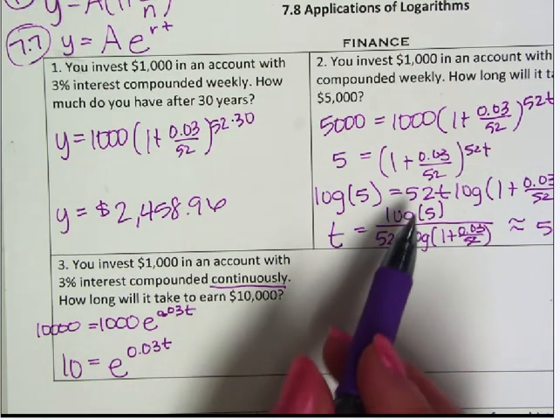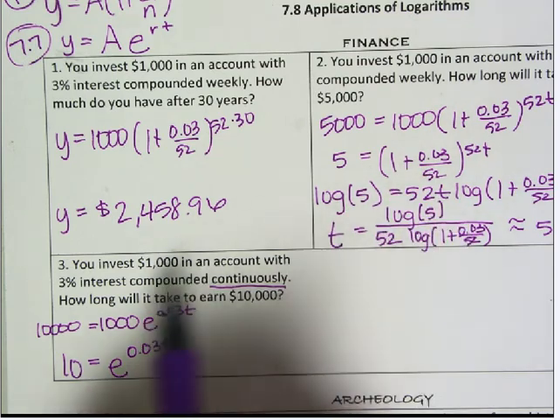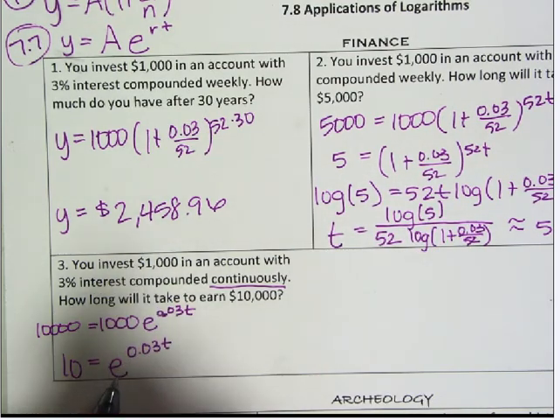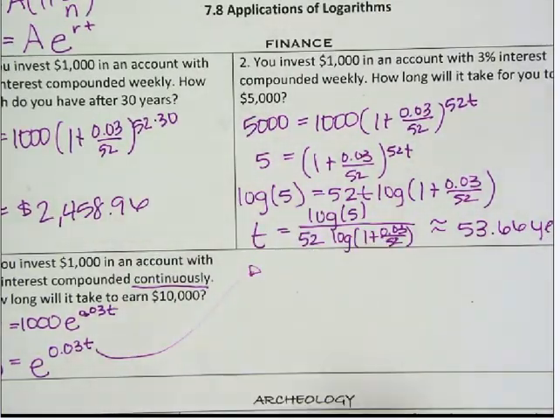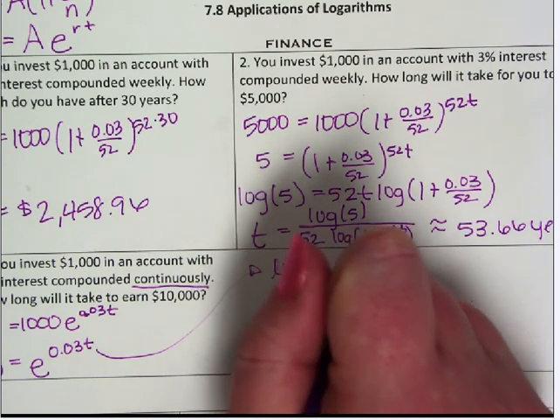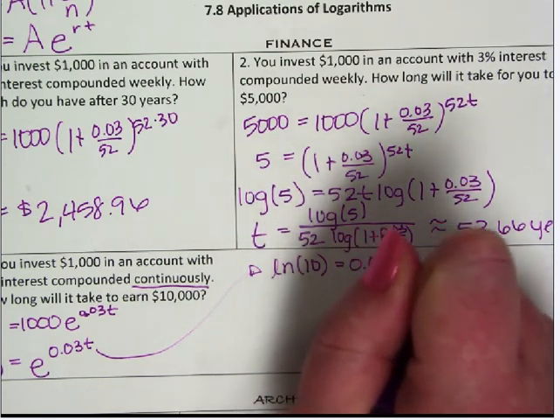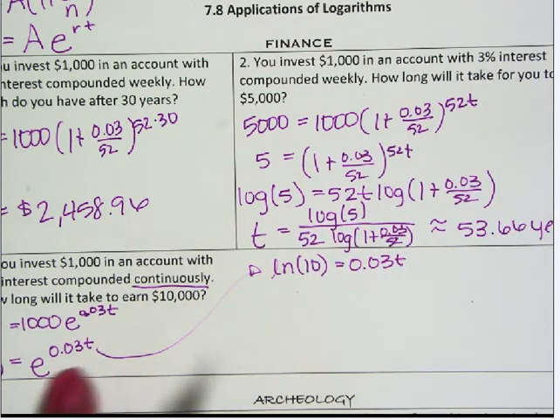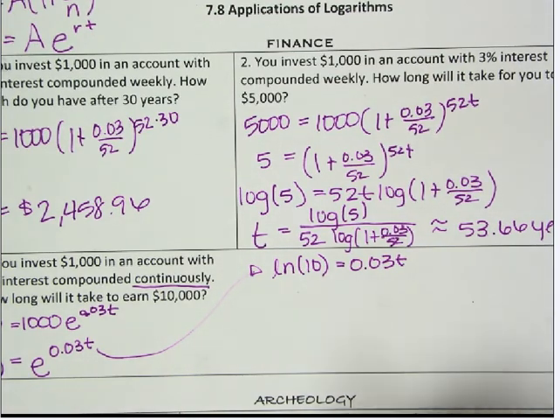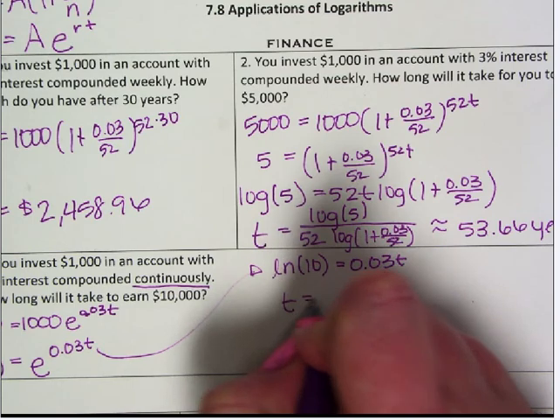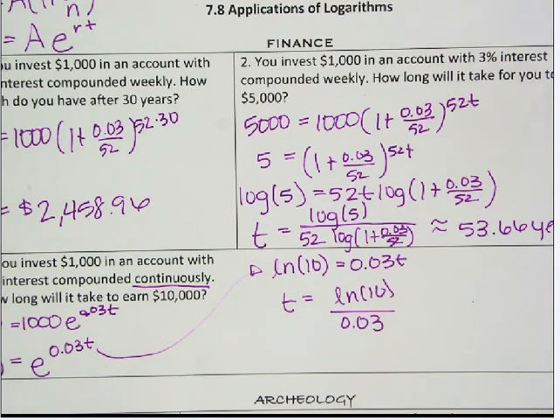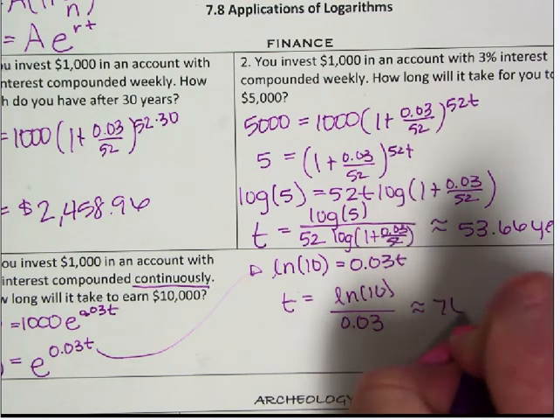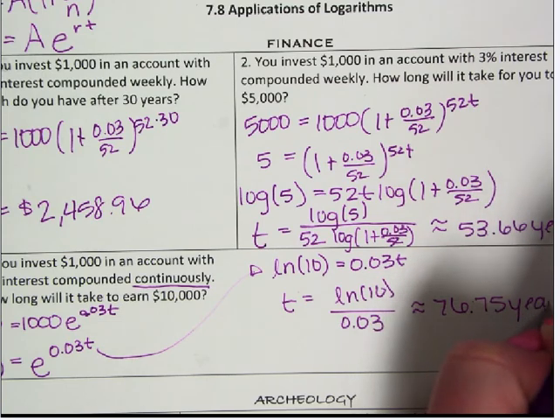From here, what we did was take the log of both sides. We will do that with this one as well, but because it's a base of e, we're going to take the natural log of both sides. Okay, so it's the natural log of 10 equals 0.03t times the natural log of e, and the natural log of e is 1. Okay. So to get t by itself, you just divide by 0.03. So t is the natural log of 10 divided by 0.03. And it's about 76.75 years.